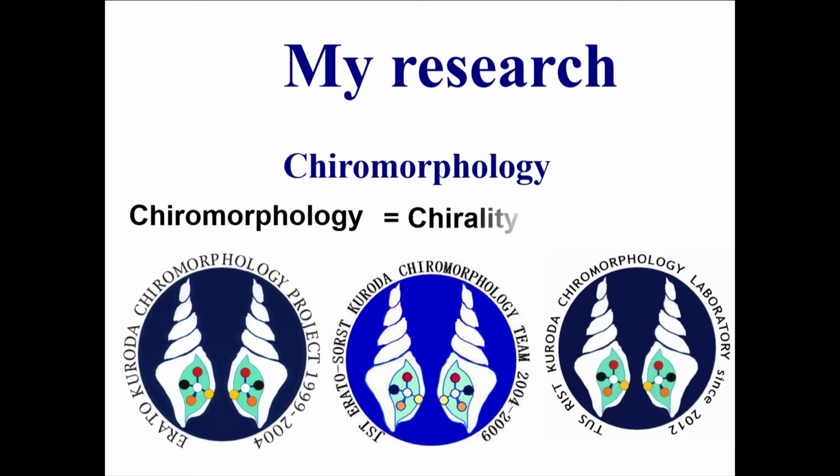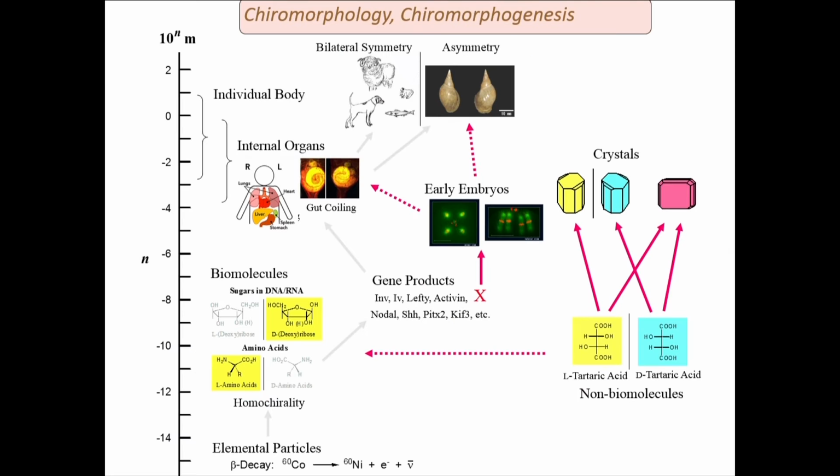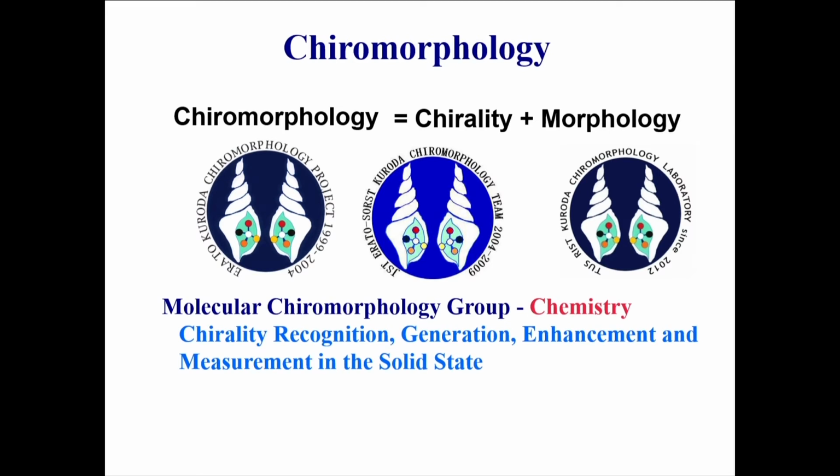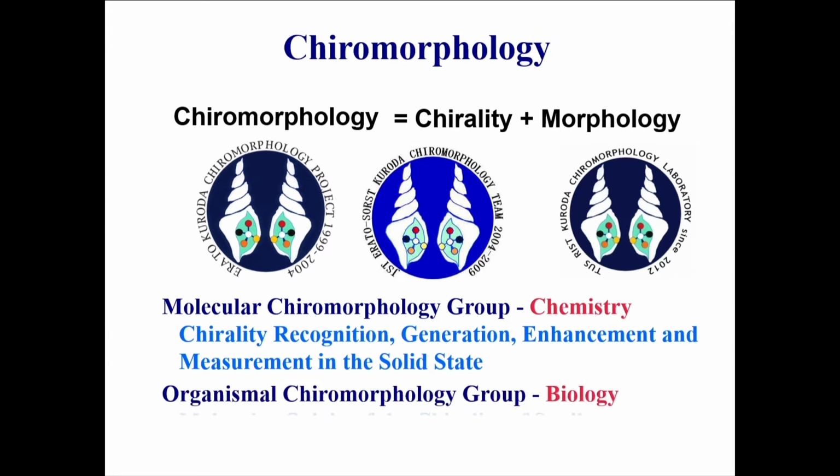But I'm interested in chiral morphology. It's a word I coined myself from chiral and morphology. And this is the sort of logo mark. So you have this sp3 hybridization. These are the simplest molecules, and also the snail, because I'm working on both. So just skip this. I explained to you earlier on. So there are the two. I'm a chemist by training. So I'm looking at the chemistry: chiral recognition, generation, enhancement, and measurement in the solid state. And also, I work on the organismal chiral morphology group. That is the molecular origin of the chirality of snails. I want to determine the gene.